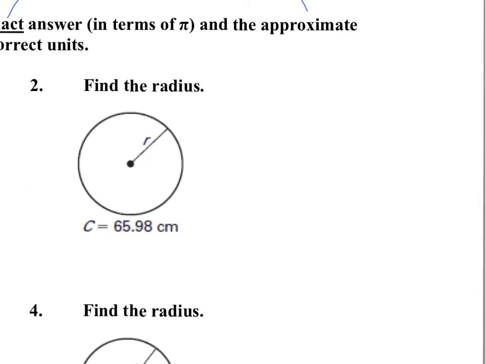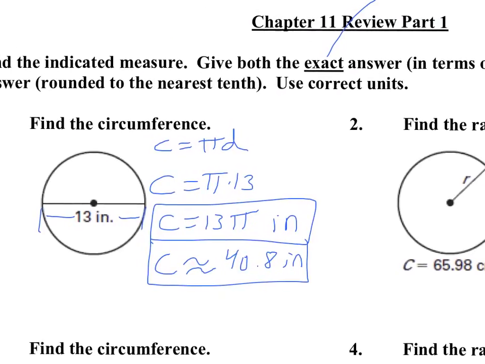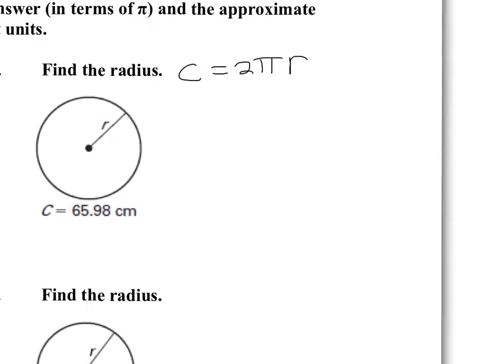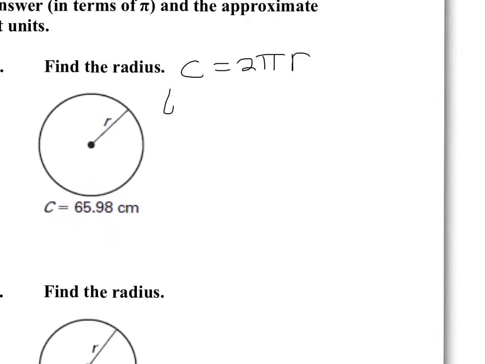Alright, here they're giving us the circumference, and they want us to find the radius. And this is going to involve knowing the other formula for circumference, 2 pi r. It's really the same formula because 2 r's equals a diameter. So 2 pi r. Alright, so I'm just going to substitute 65.98 in for c. And then if I want to know radius, I'm going to divide by 2 pi. Now you can either divide by 2 first and then pi, or you could divide by them both at the same time.